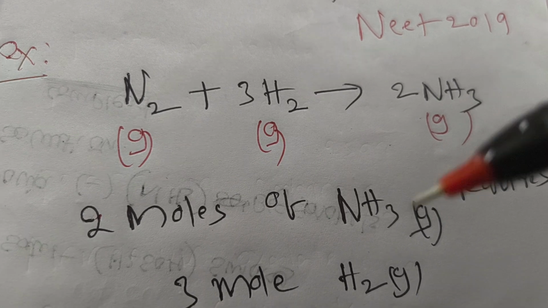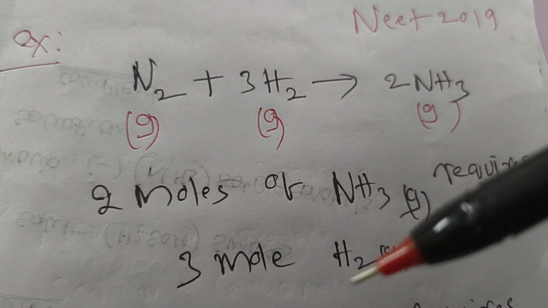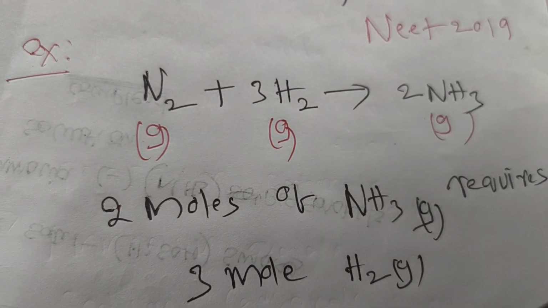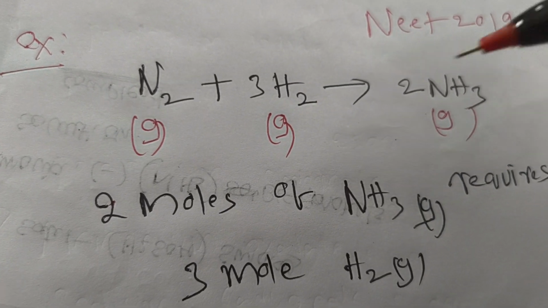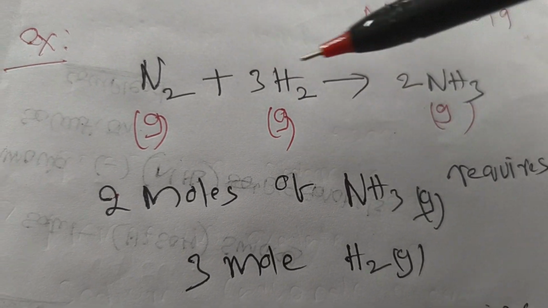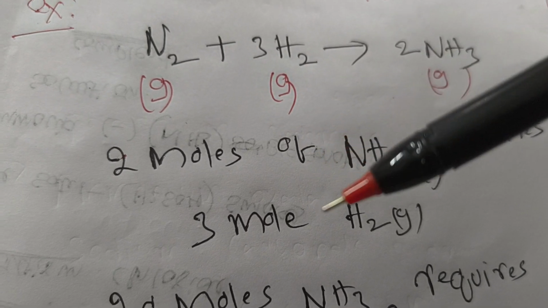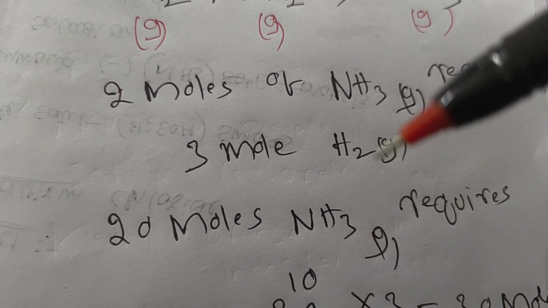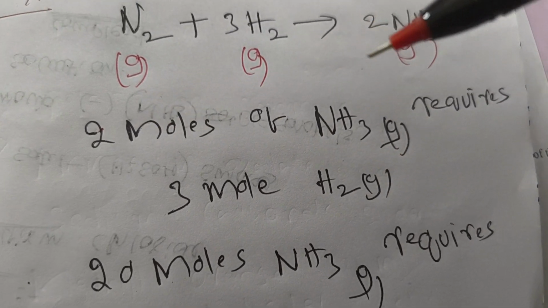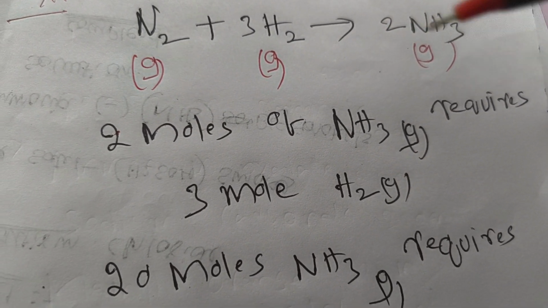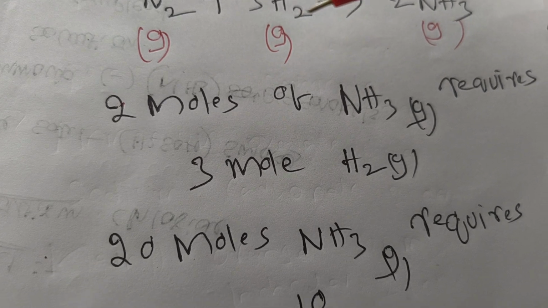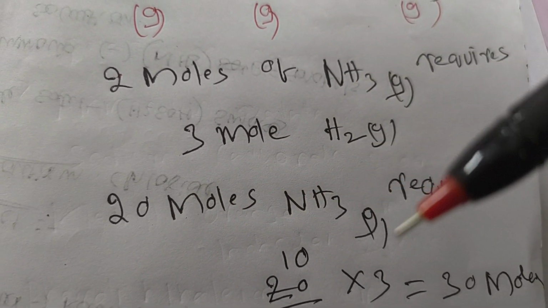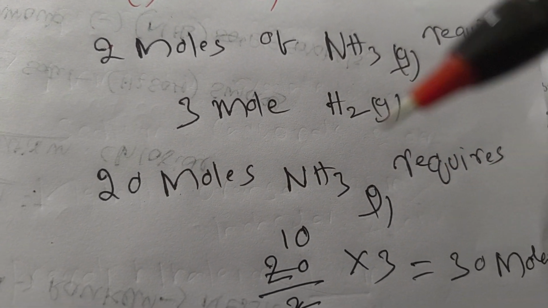So 2 moles of ammonia requires how much? 3 moles of hydrogen gas. 2 moles of ammonia requires 3 moles of hydrogen gas. The question is, 20 moles of ammonia requires how much hydrogen? According to this equation, 2 moles of ammonia requires 3 moles of hydrogen. What about 20 moles of ammonia?